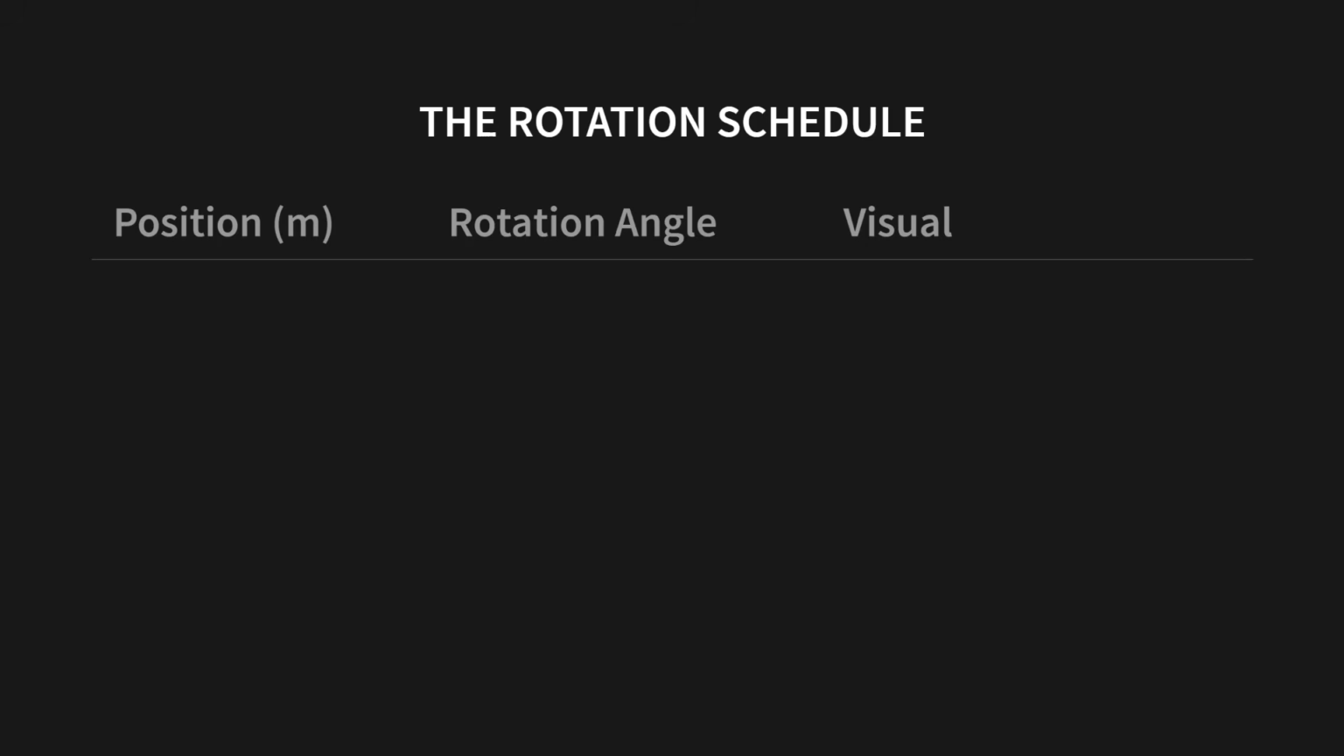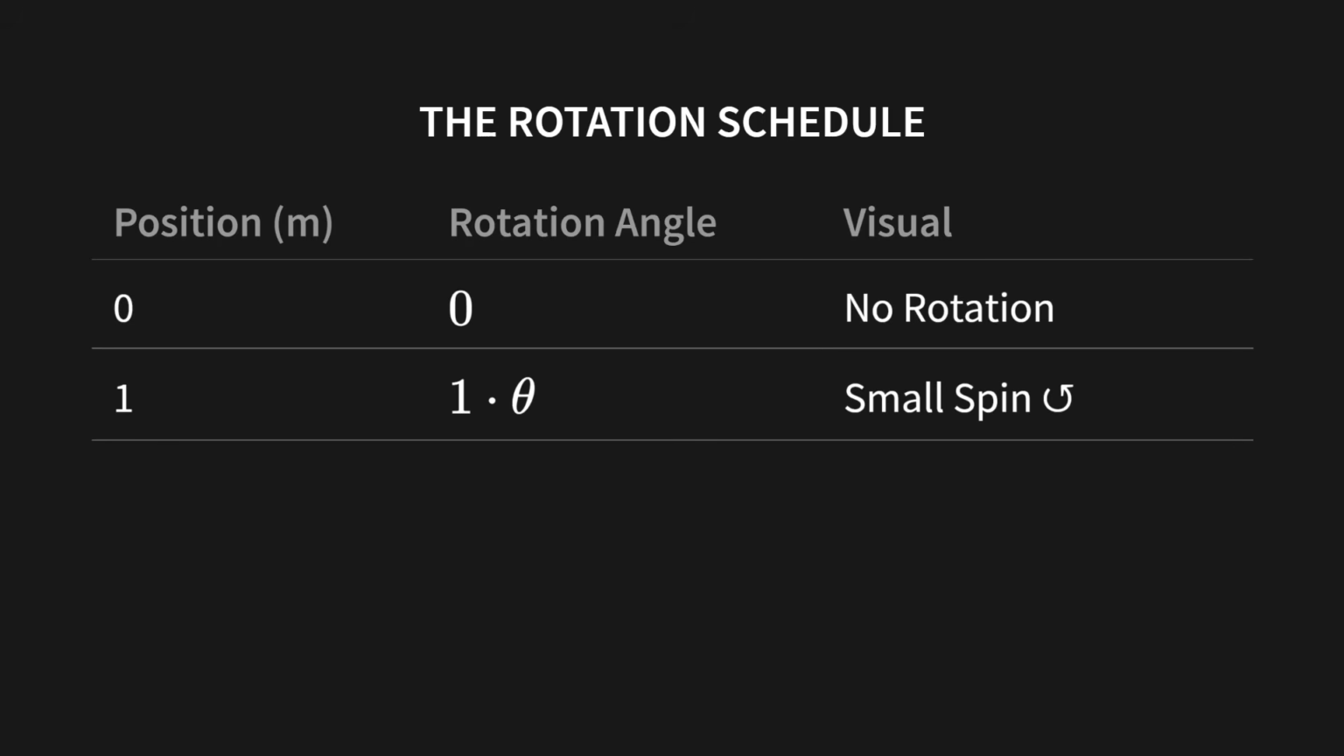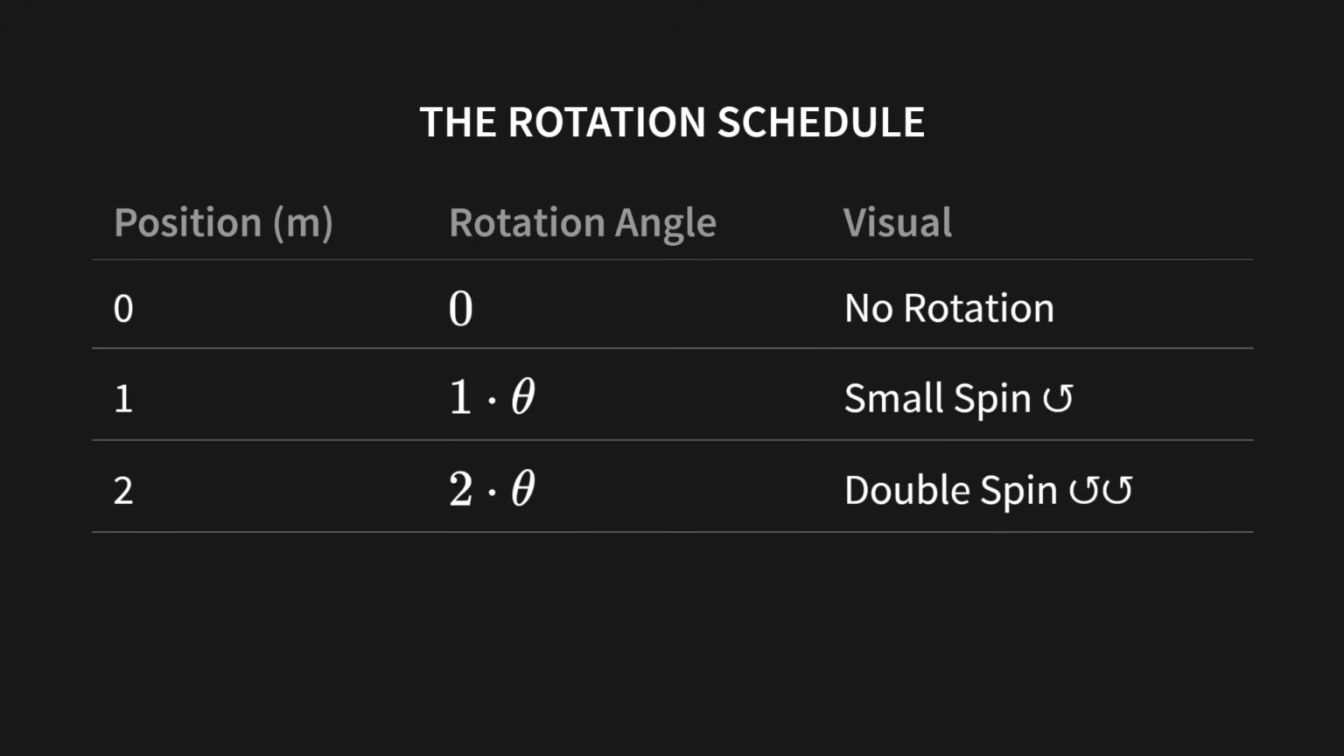Let's look at this table on the screen to see how this rotation schedule plays out. For a token at position 0, the rotation angle is 0 times theta, which is 0. No rotation. It's our baseline. For a token at position 1, we rotate it by 1 times theta, just a small spin. For a token at position 2, we rotate it by 2 times theta, a double spin. And for position 3, you guessed it, 3 times theta, a triple spin. It's a simple, predictable, linear progression. The further the token, the more we spin it.